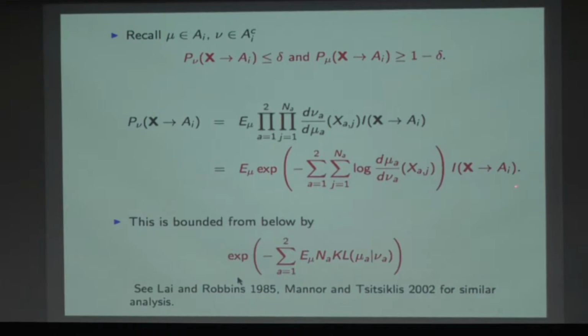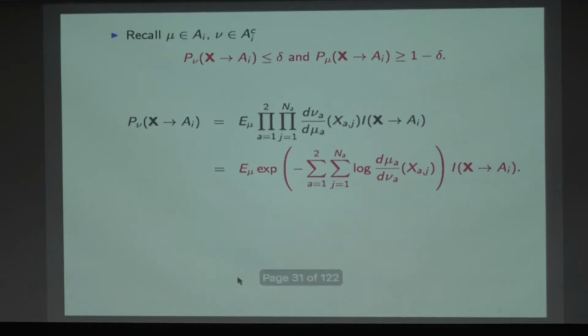So ignore this indicator function for now. If I bring this expectation here, this is exactly this by Wald's identity. So what is the Kullback-Leibler divergence between mu and nu A? It's exactly the expectation of the log of this density function, the likelihood ratio, with respect to measure mu A. That's how we define Kullback-Leibler.